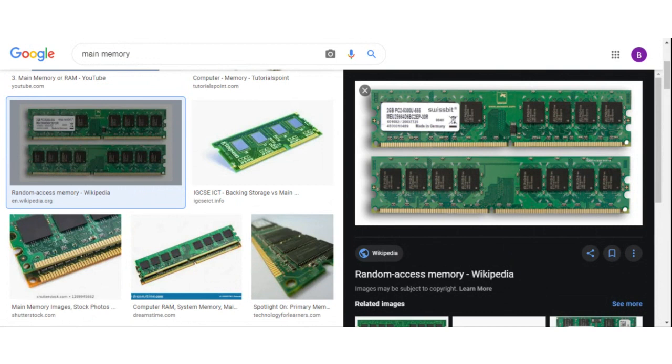It stores information permanently? No. For this one, it stores information temporarily. Yeah, it stores information temporarily. So the RAM is the internal memory of the CPU, storing the data and programs in use.